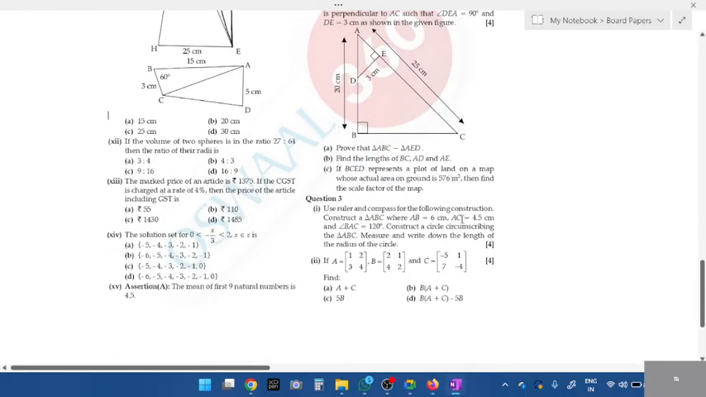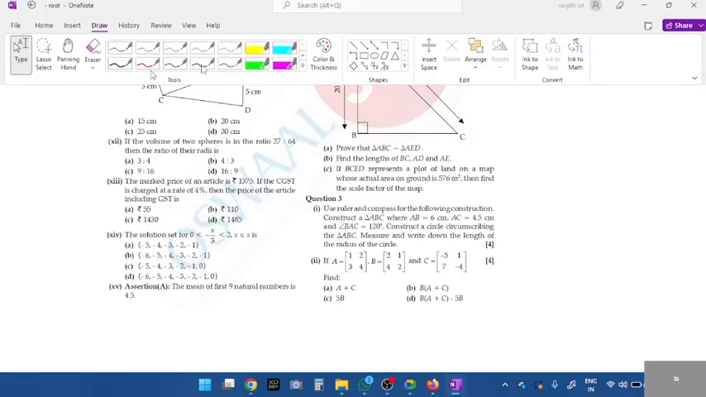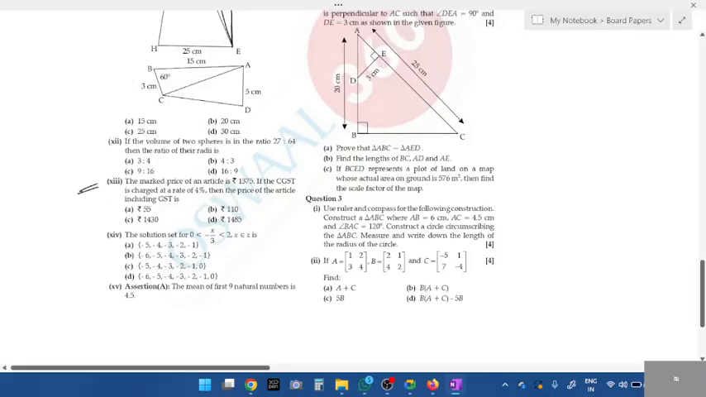Now tell me the 13th question, all of you. Respond, 13th question. What is the marked price? The marked price of an article is 1,375. And what is the GST? What is the CGST, student? CGST is 4%.